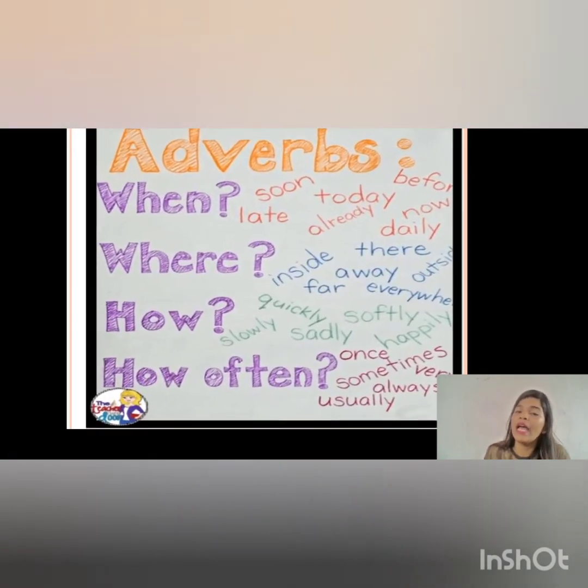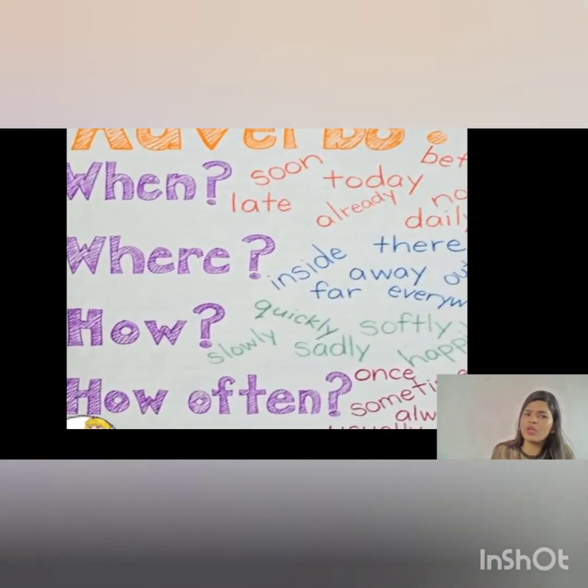Now next we have adverbs. Adverbs show when, where, how and how often. Now what exactly is an adverb? In the last class, as we discussed, an adverb is the part of speech that adds something to the meaning of a verb or adjective. If we talk about when, it means showing the time, adverb of time. Today it happened, it will happen soon, it had already happened. So these are showing adverbs of time.